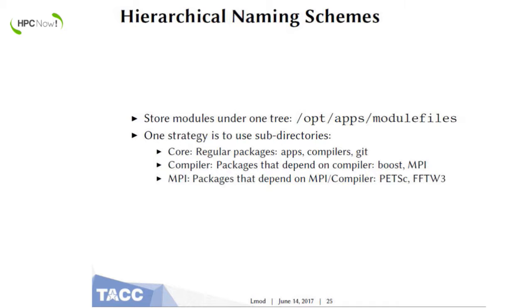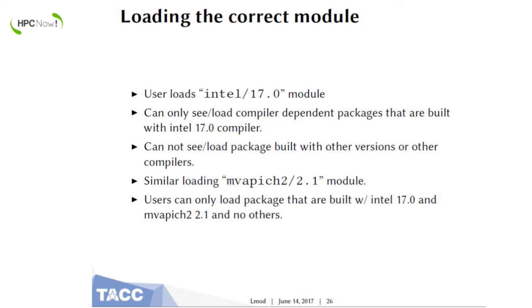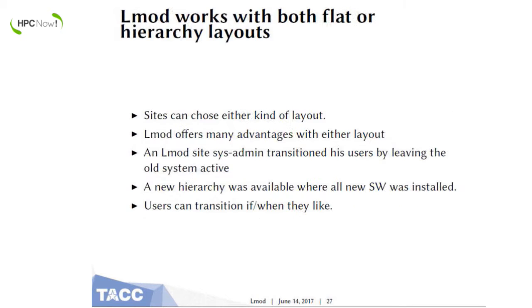But you can have a hierarchical scheme, so you can have core packages, compiler packages, and MPI packages. The user loads a compiler package and sees the compiler-dependent modules, then loads an MPI stack and sees the compiler and MPI libraries that are available. So this way, you can use it either way.